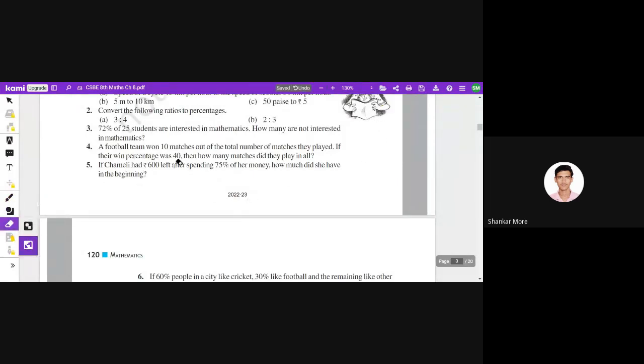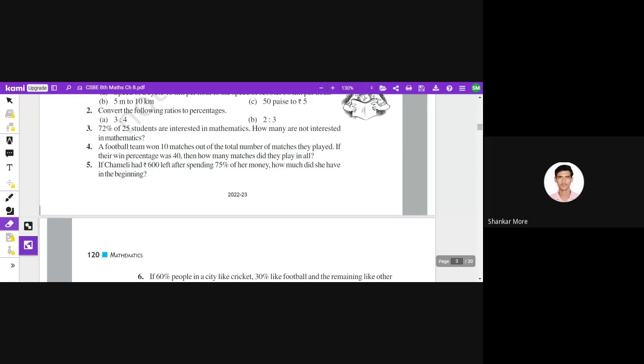Let's take the fourth one. A football team won 10 matches out of the total number of matches they played. If their win percentage was 40, then how many matches did they play in all? See, अभी हमें क्या क्या दिया है ये आपको फाइंड आउट करना पड़ेगा. What is given here? A football team won 10 matches.